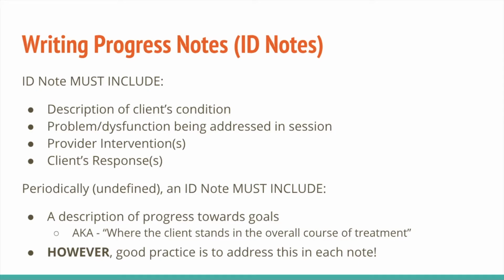So once you've provided a service, let's talk about documentation. The documentation required for a service is called a progress note or an ID note. These can also be called a chart note or a pink note, as they were printed on pink paper before the adoption of our electronic health record. Most often we call them progress notes.